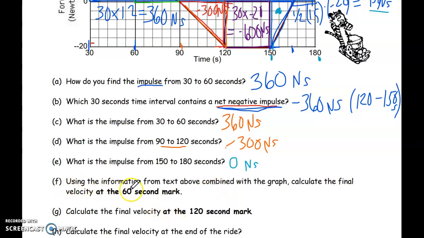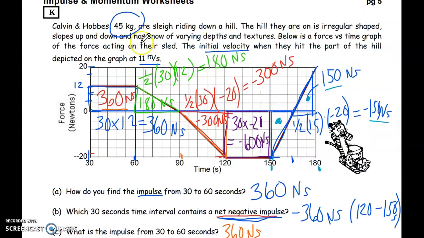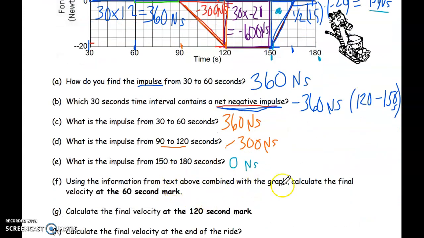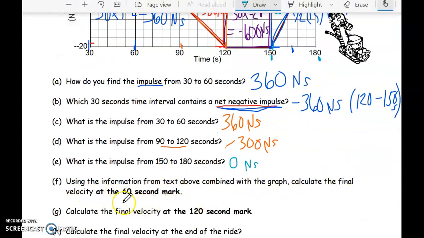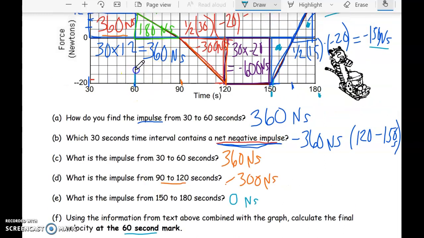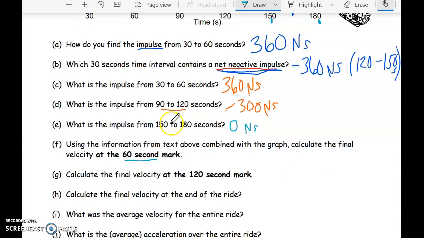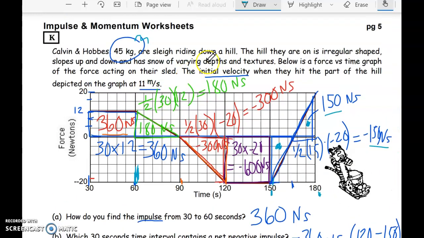For part F, using the information from the text above, so all this information up here where we were given the mass and we were given the initial velocity, calculate the final velocity at the 60-second mark. So at the 60-second mark, we want to know the final velocity. Remember, it does tell us that the initial velocity is 11 meters per second, and our mass was 45 kilograms.